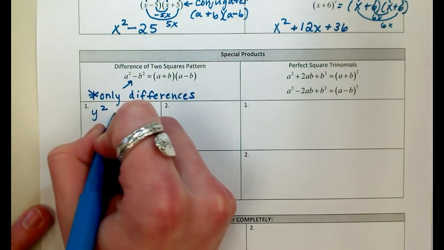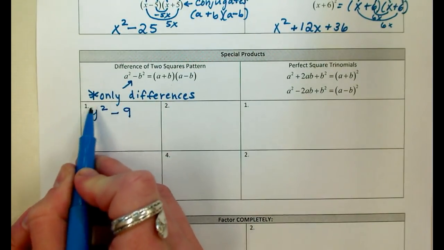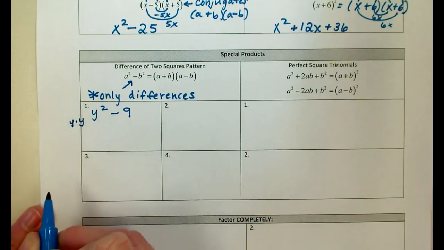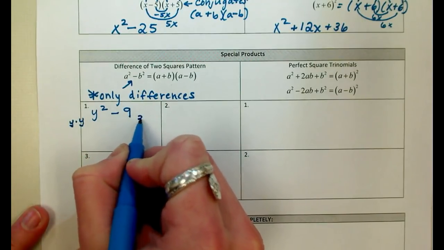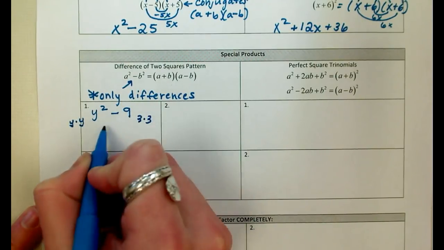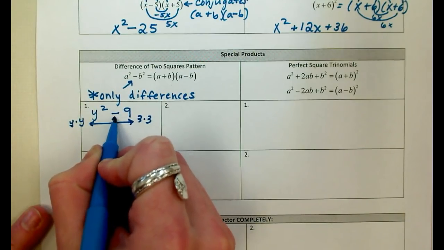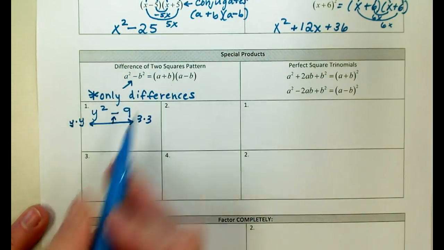So let's look at our first example. y squared minus 9. Looking at y squared, this is a perfect square, y times y. Looking at 9, this is a perfect square, 3 times 3. So we have a perfect square in the first term, a perfect square in the second term, and this is a subtraction, the difference of two squares.